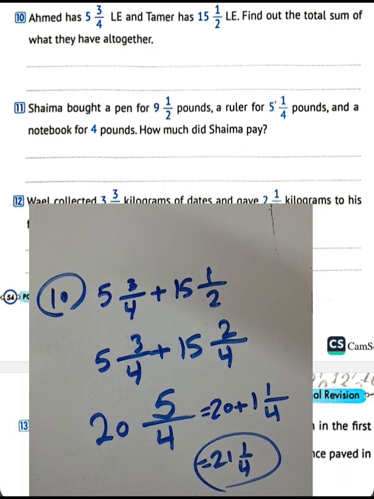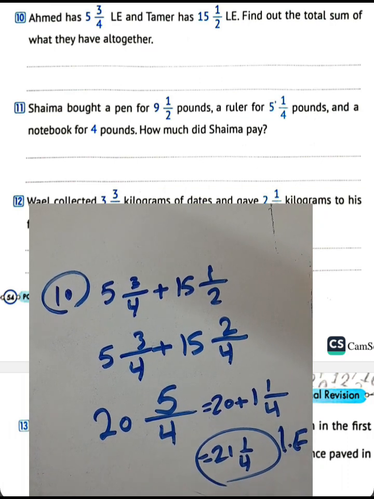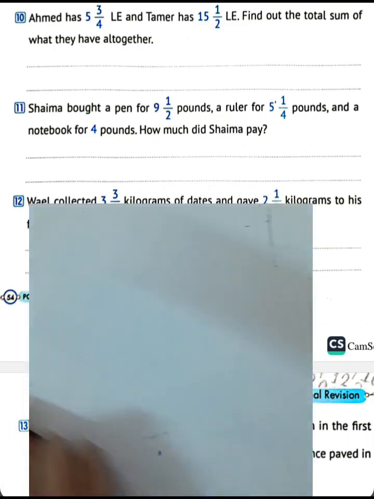Okay, the result will be 21 and 1/4 Egyptian lira. Question 11.